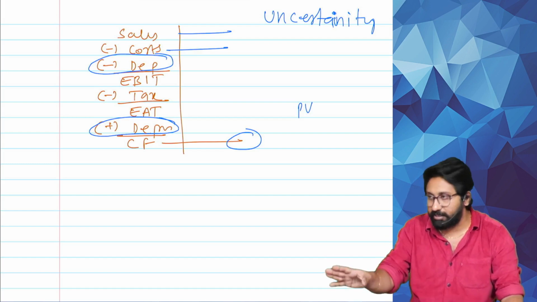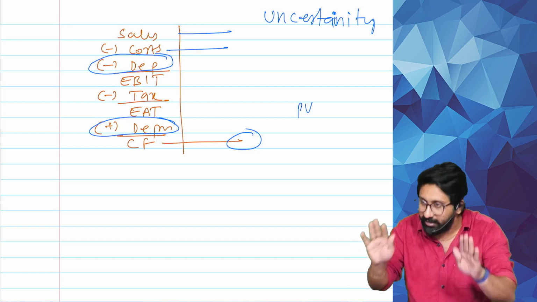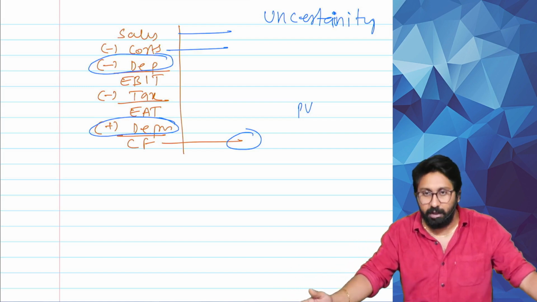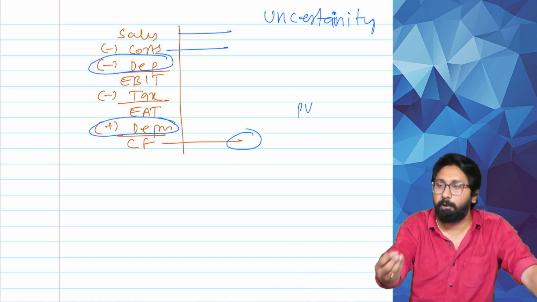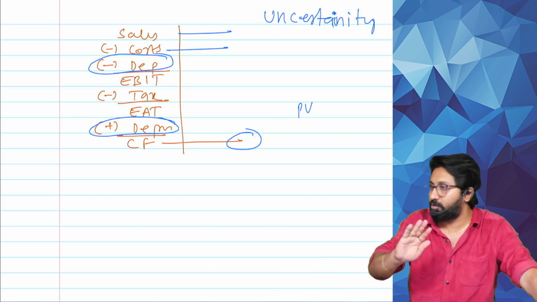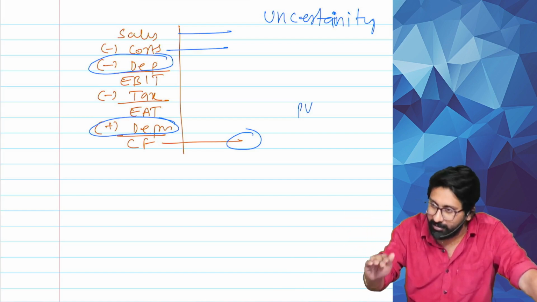Did you now understand the concept clearly? This is the risk adjusted discount rate concept. On this, now we are going to do one problem. Don't expect these questions to come in exam. May come, may not come.